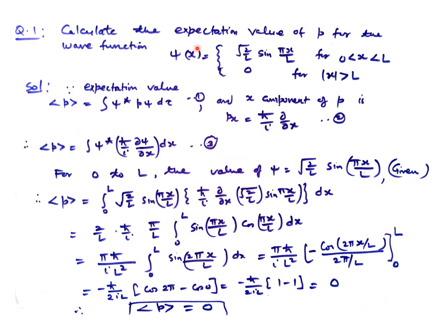Now we see one example. We have to calculate the expectation value of P for the wave function defined as psi(x) equal to under root 2 by L sin(pi x by L) for x from 0 to L, and it is 0 for x greater than L. So the expectation value of P is the integral of psi star P psi d tau, and P is the operator ħ/i ∂/∂x if we are taking only the x component. So psi star ħ/i ∂psi/∂x dx from 0 to L, with psi defined by this function, under root 2 by L sin(pi x by L).